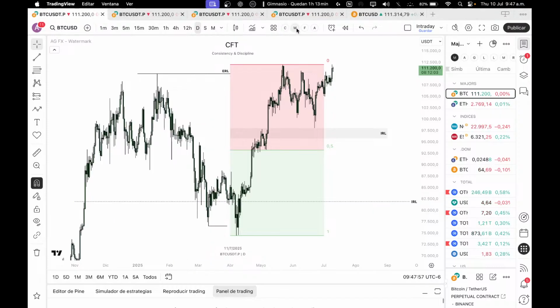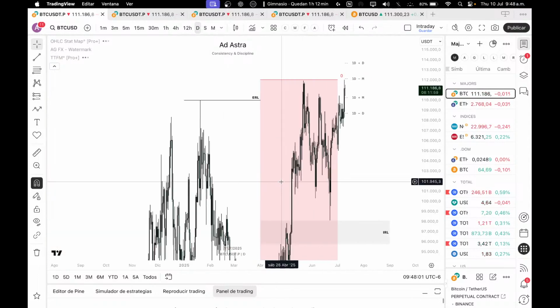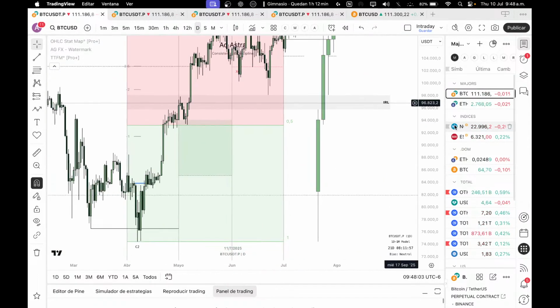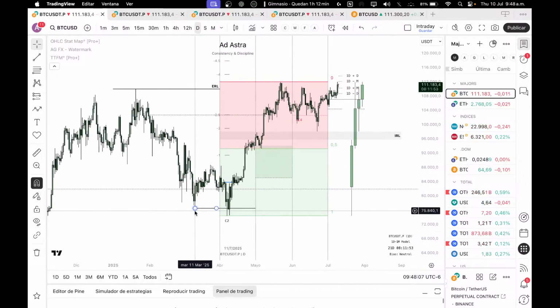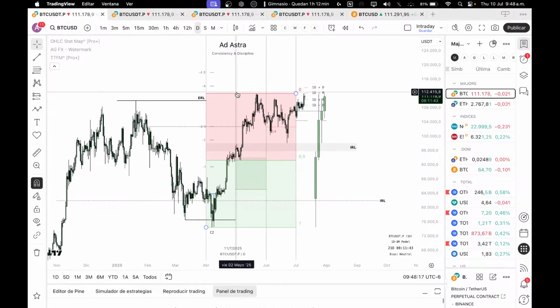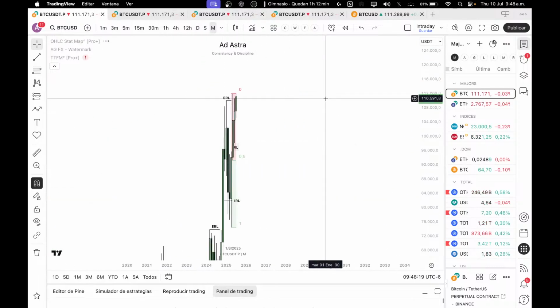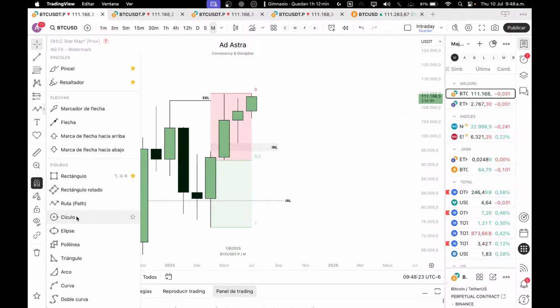And let me see if I can. Here you can see. You should be able to see it here. Yeah, basically here you can see we had the monthly sweep. Okay. The change in the state of delivery and basically the full expansion to the external range liquidity from internal to external. But anyway, right now I'm expecting basically the same here.